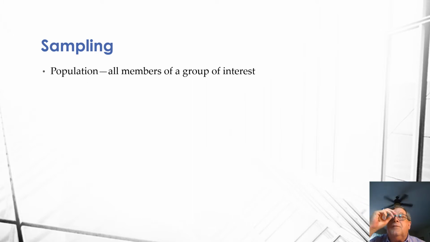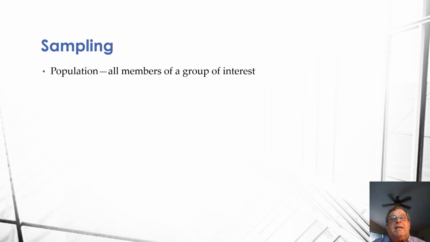So for instance, if we were to consider the population of a school, that would be the entire student body. Or if we're looking at the population of Cumberland County, North Carolina, that would be all the population of Cumberland County. And if we were to try to find some information from Cumberland County, and there's roughly 300,000 people that live here, well, that would be a pretty monumental task.